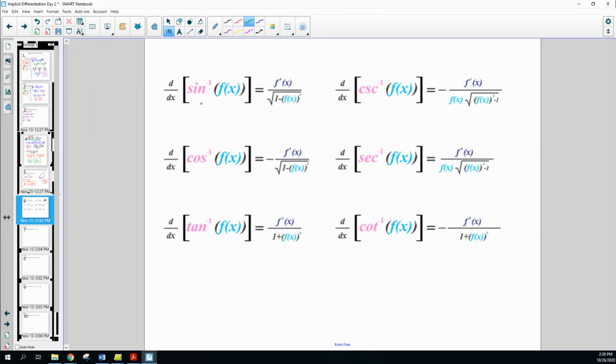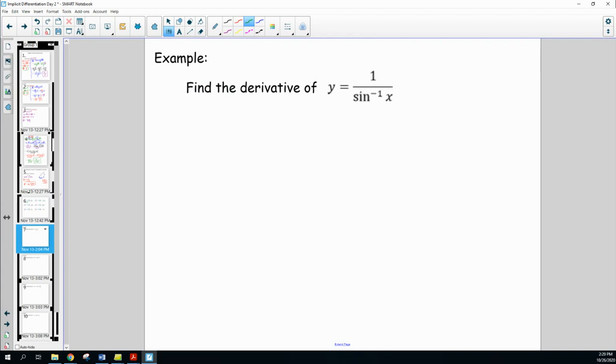So for instance, instead of saying sine with the -1 as the little power, instead of saying inverse sine that way, this could also be written as arc sine. Okay, so we're going to see both things, so just be familiar with it. So here we have arc cosecant, arc cosine, arc secant, arc tan, arc cotan. Okay, so let's look at this problem.